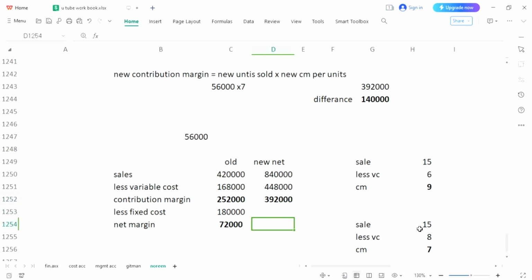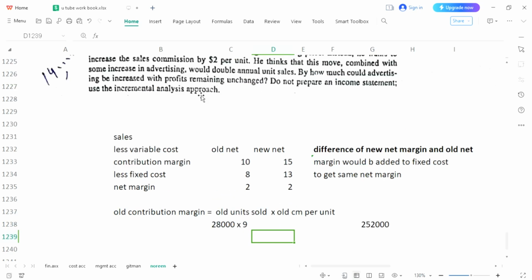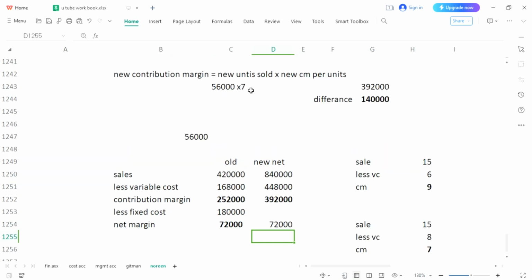Now he wants us to have the same net margin. This was our commitment, with profits remaining unchanged. That was our challenge, not to change the net margin. So how much advertisement expense would be put over here to get the same net margin? Okay, fixed cost is required to be increased. It's very simple to calculate the missing figure, as we have understood: when the missing figure is in between two amounts, we can calculate the difference.